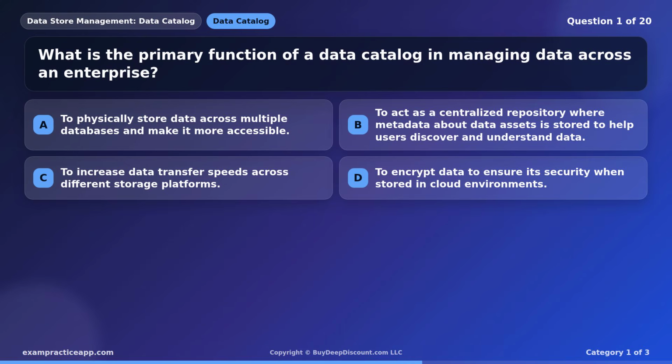Explanation. A data catalog functions as a centralized repository that stores metadata about data assets within an organization. It helps users discover, understand, and manage data by providing context and accessibility information, thus enhancing data governance and usability across different departments.